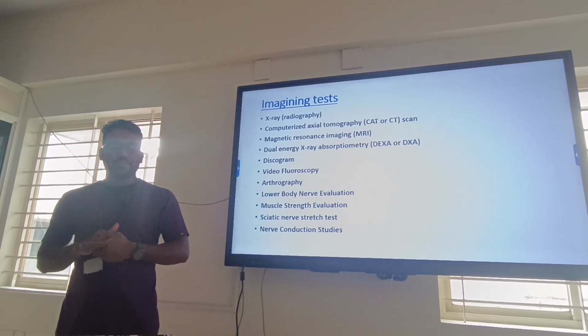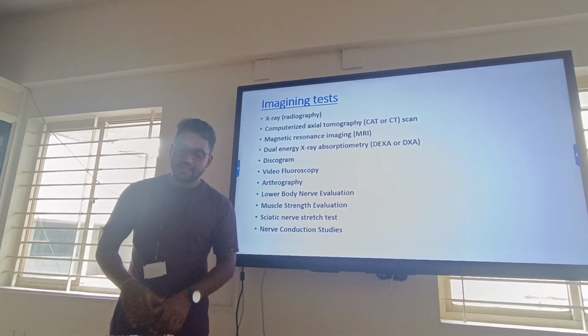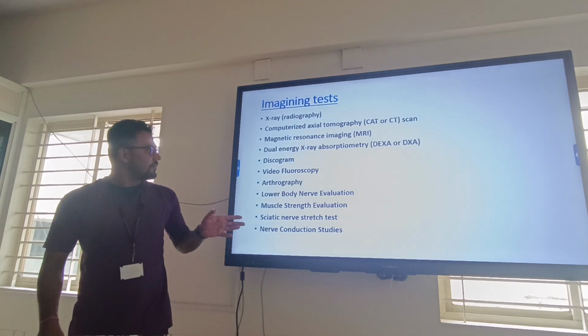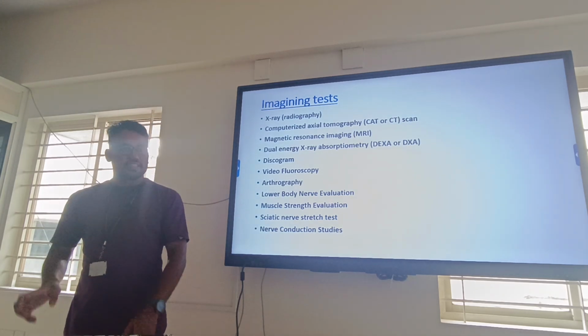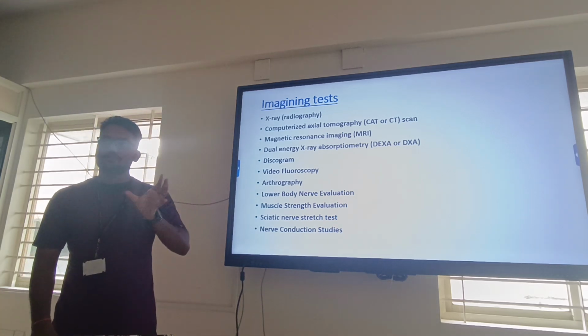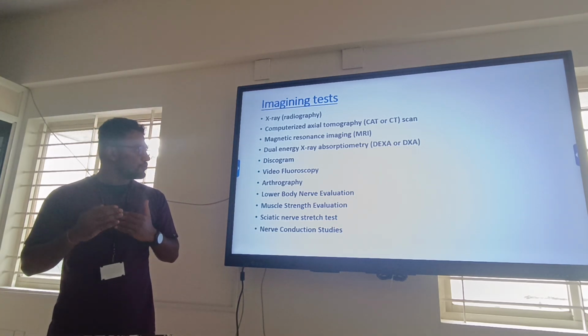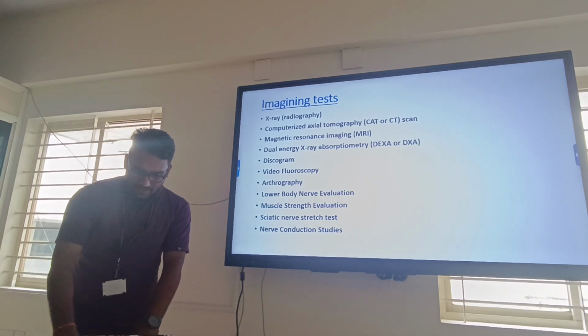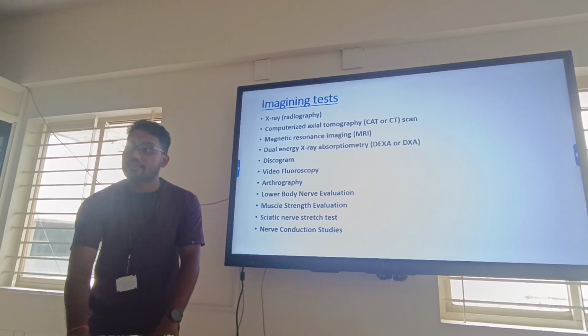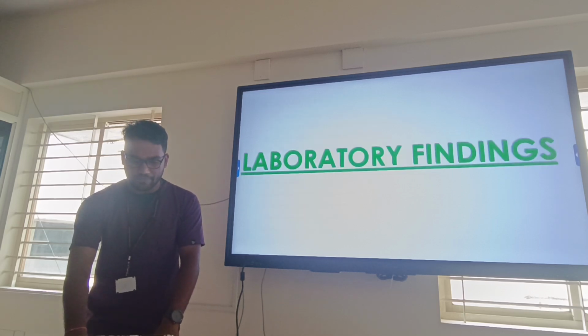Now other tests, like imaging tests: we have X-ray, CT and MRI. Then a discogram, which measures the spine disc. If the spine is affected in SOJIA, a discogram is done to measure the gap between the two spinal discs. Then other tests like orthography, lower body nerve evaluation, muscle strength evaluation, static nerve tests and nerve conduction studies. These are the other tests which are done in the case of SOJIA.